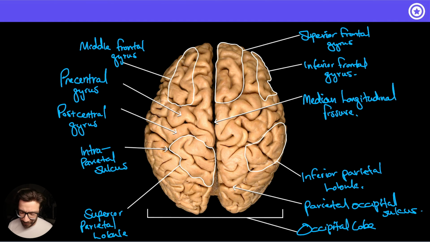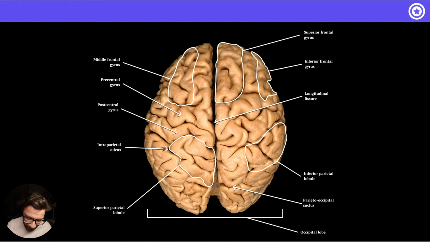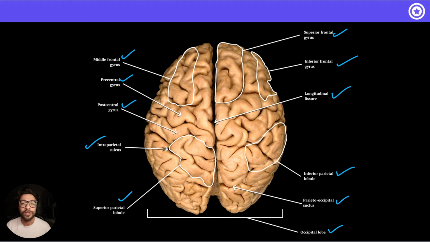All right, now let's just verify these one last time. We have that precentral gyrus, the superior, middle, and inferior frontal gyrus, the postcentral gyrus, our superior parietal lobule, our inferior parietal lobule, that intraparietal sulcus, our parieto-occipital sulcus, our occipital lobe, and then finally our median longitudinal fissure.